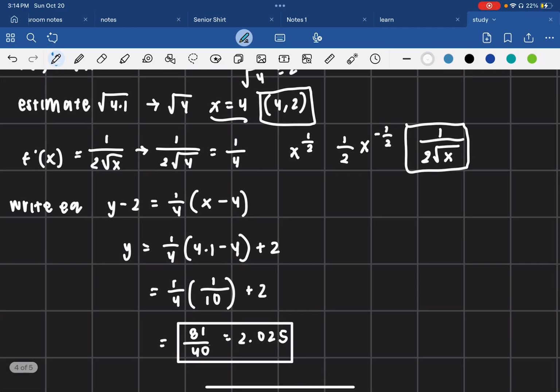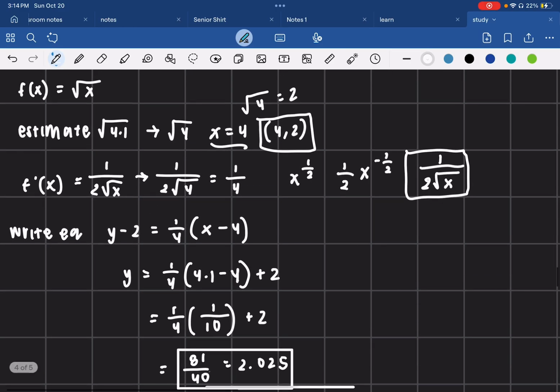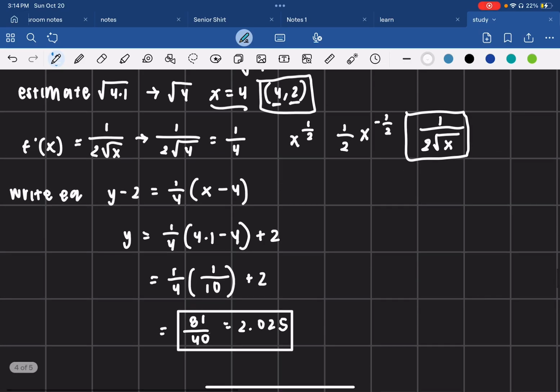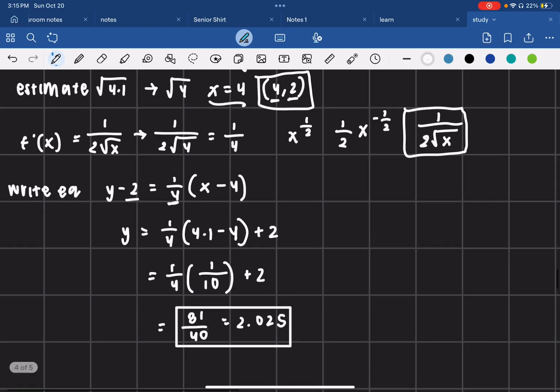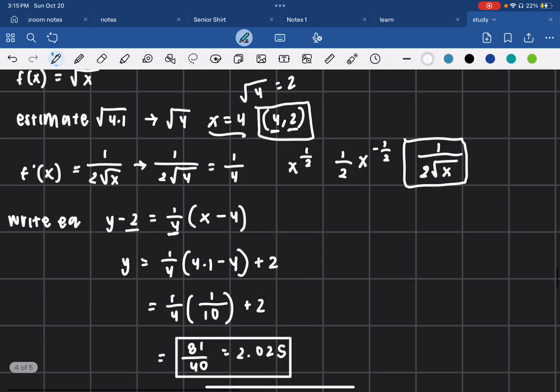Now we're going to write an equation. So we have your y value and your x value, and we're going to put this in point slope form. We have y minus 2, which is your y value, equals your slope, 1/4, which is what we determined when we plugged 4, which is your x value, into our f prime, and then you get 1/4.